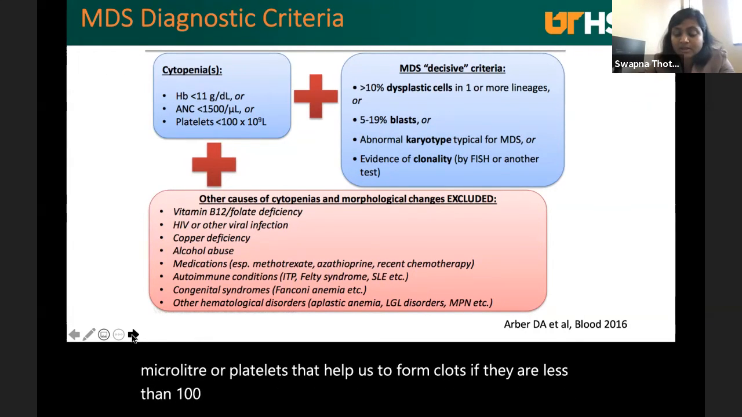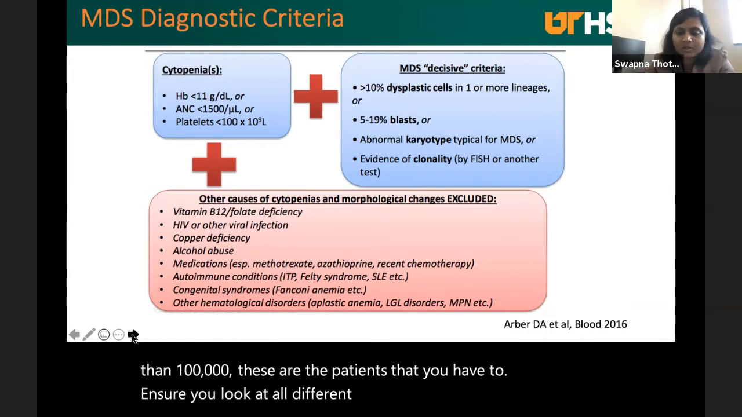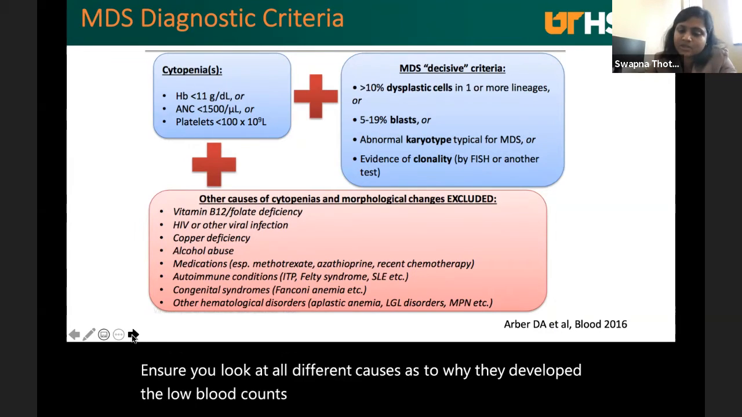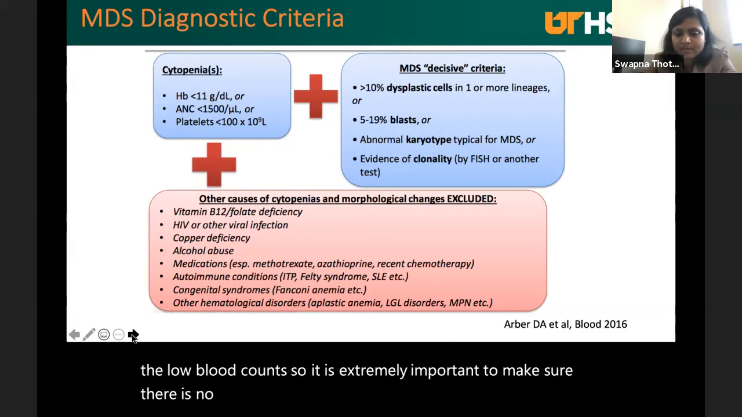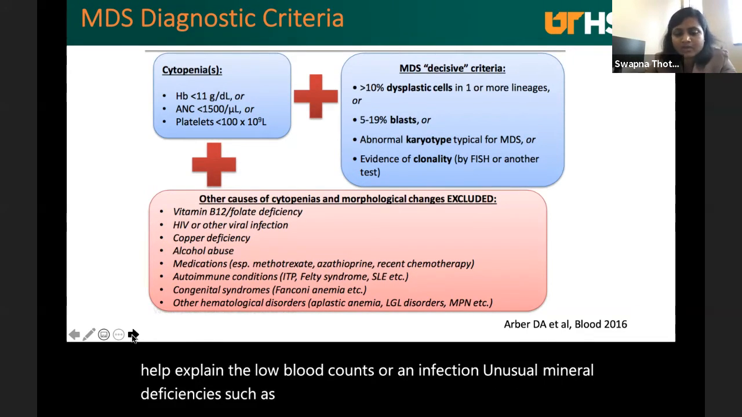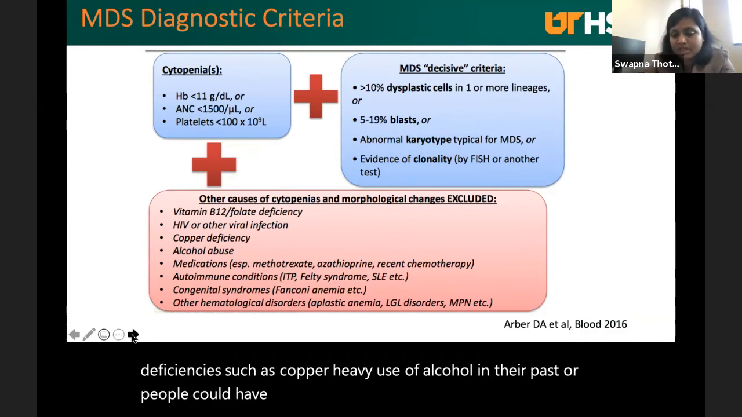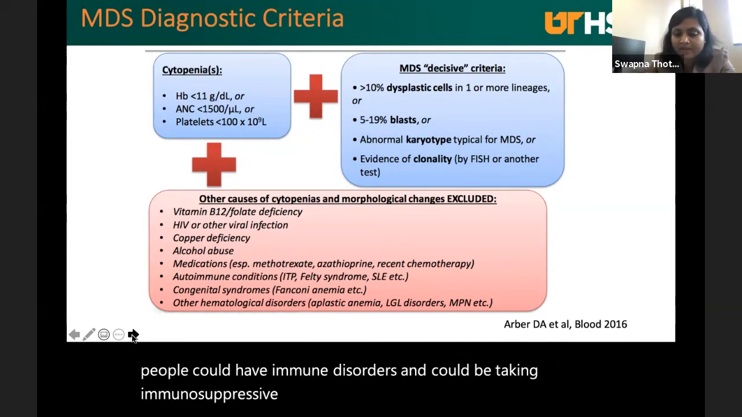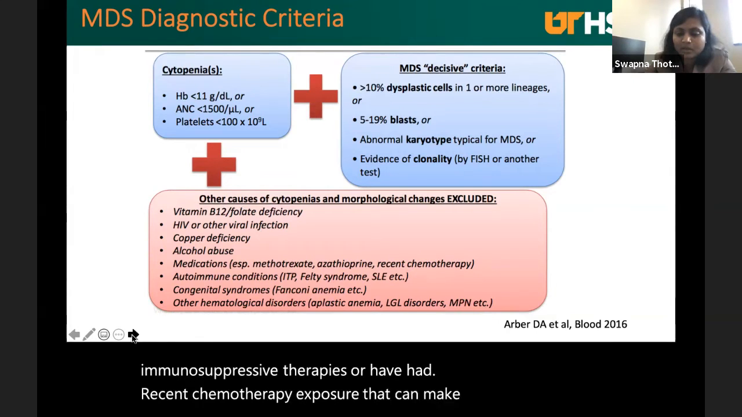These are the patients that you have to ensure you look at all different causes as to why they developed the low blood count. So it is extremely important to make sure there is no nutritional deficiency that has been identified that can help explain the low blood counts, or an infection, unusual mineral deficiencies such as copper, heavy use of alcohol in their past, or people could have immune disorders and could be taking immunosuppressive therapies or have had recent chemotherapy exposure that can make your blood counts look abnormal.